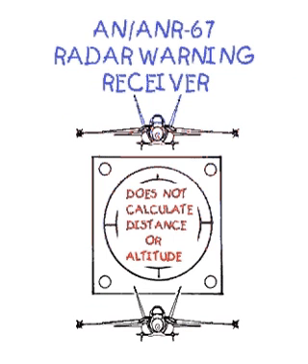The Radar Warning Receiver does not display nor calculate altitude or range, only azimuth and strength. There is no way to tell if a contact is above or below you. The Radar Warning Receiver filters out friendly contacts by using IFF and therefore only shows hostile or possibly hostile contacts.